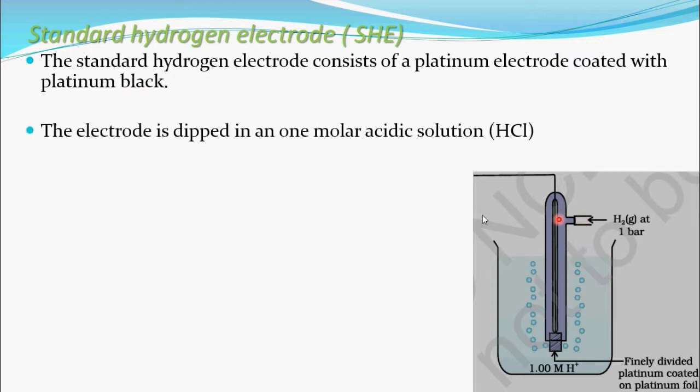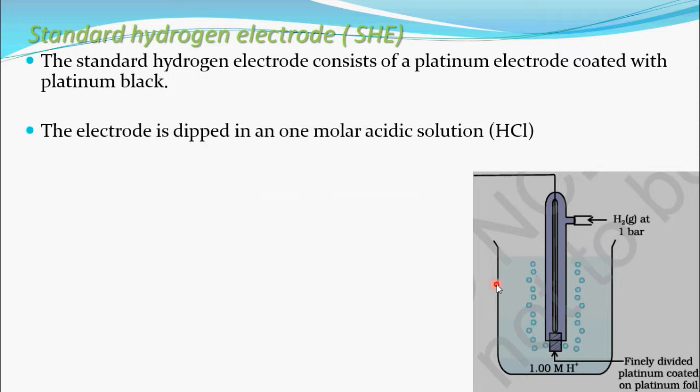Now, this whole electrode setup is dipped in 1 molar acid solution. In this container we take the 1 molar solution, meaning the concentration is 1 molarity, that is, 1 mole per liter. Only this hydrogen electrode is the standard hydrogen electrode. If the concentration of the acid is not 1 molar, then this hydrogen electrode is called the normal hydrogen electrode. That's the difference.